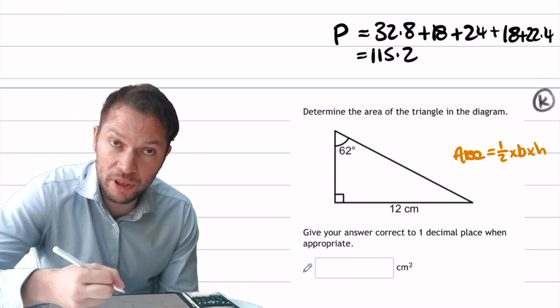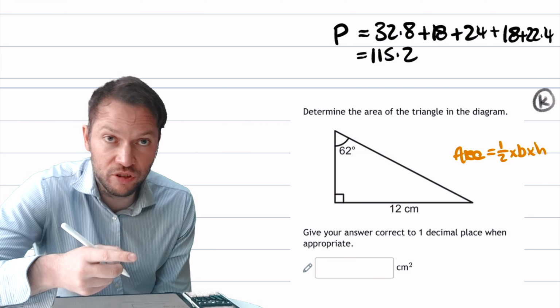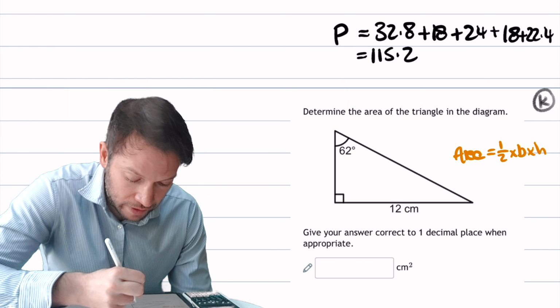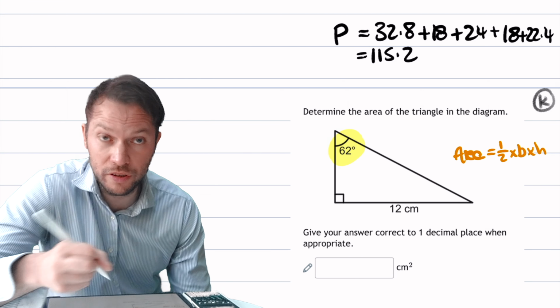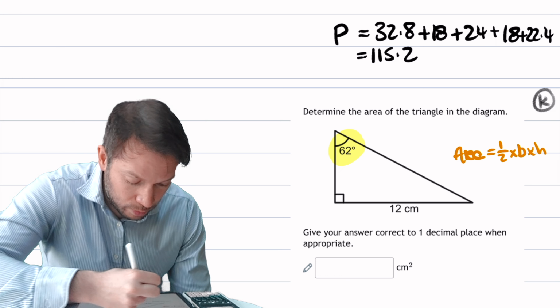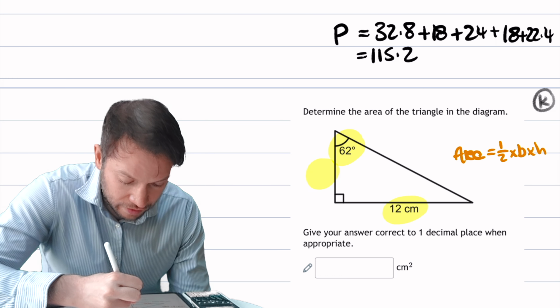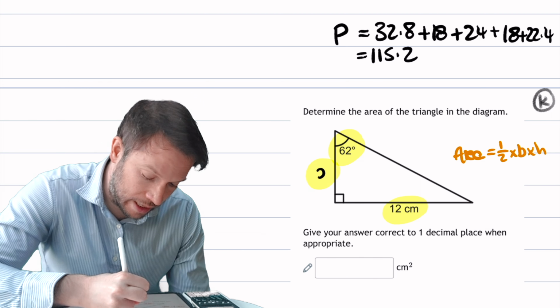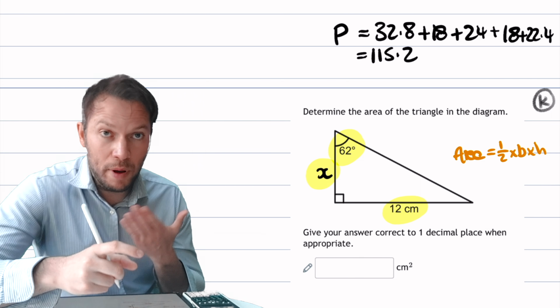But we could use trigonometry to work it out, because remember, trigonometry relates to the side lengths of a right angled triangle and the angle of interest. The angle of interest is the labelled angle that's not the right angle. So we've got this side of interest, because we're trying to find the height. So let's give it a variable name. Let's call it x.